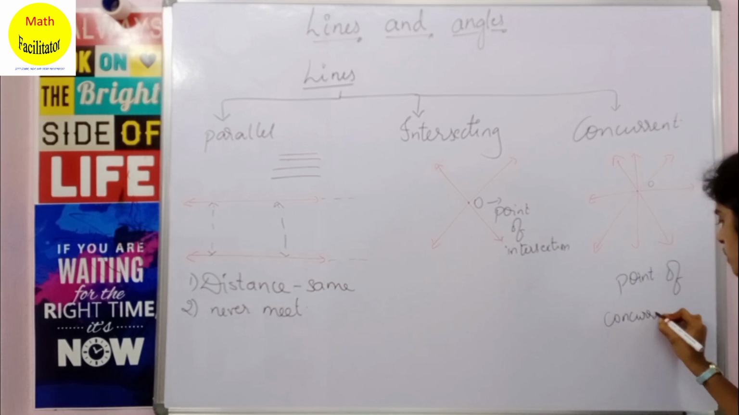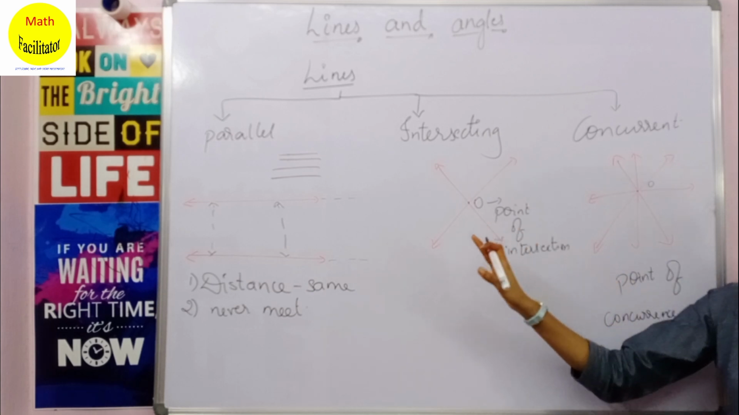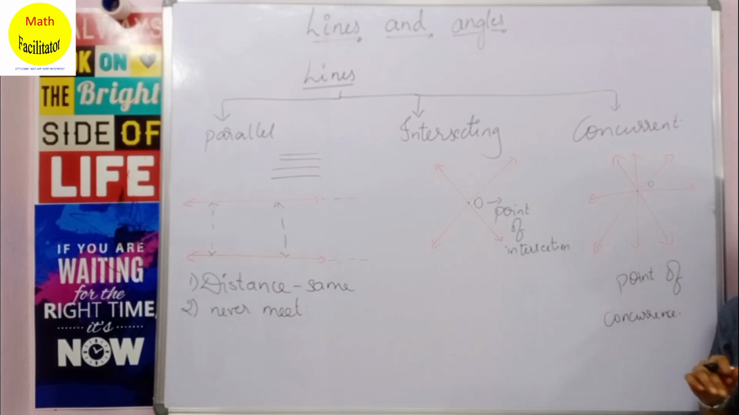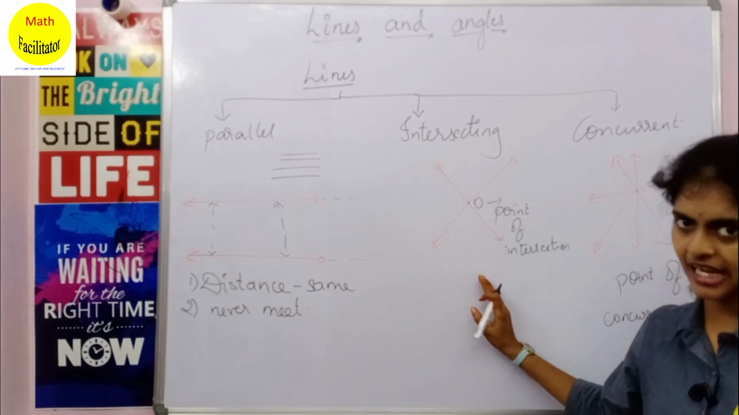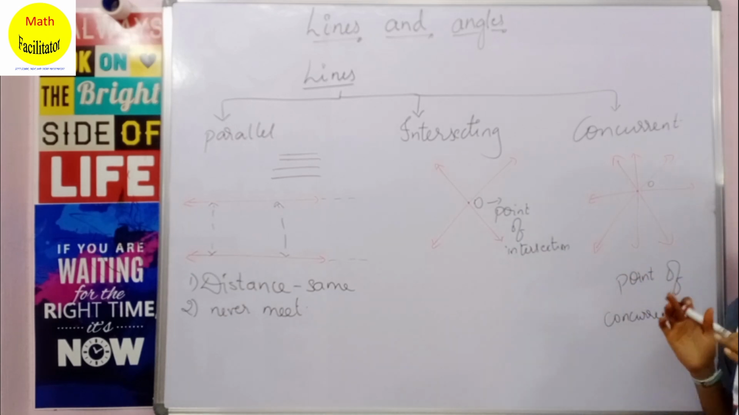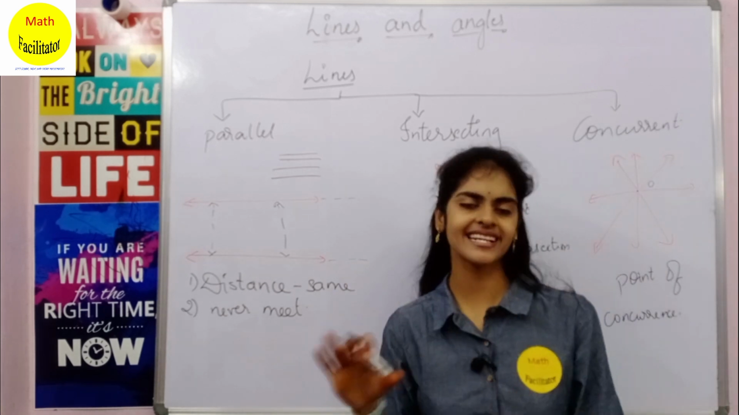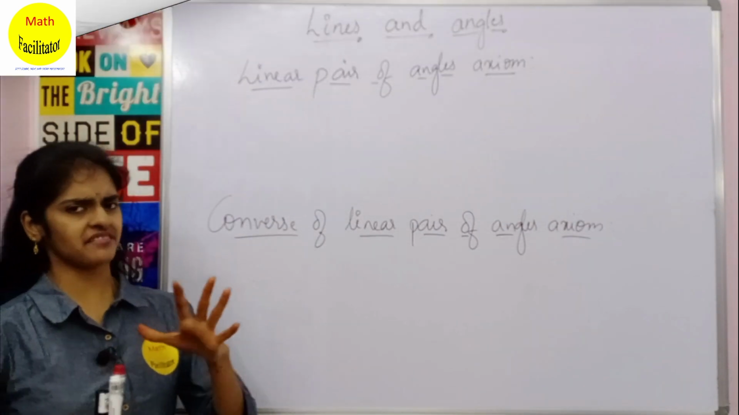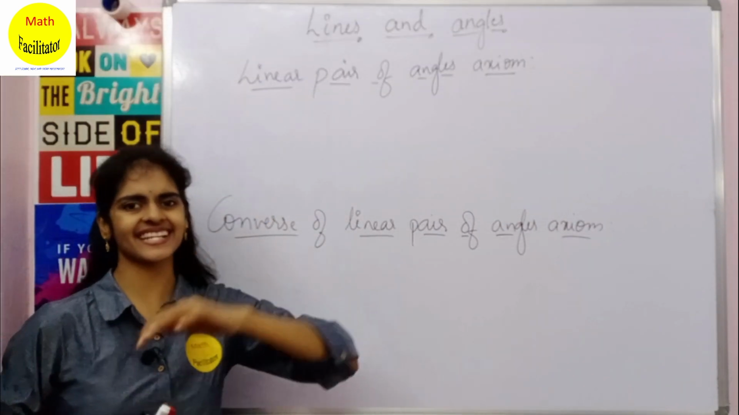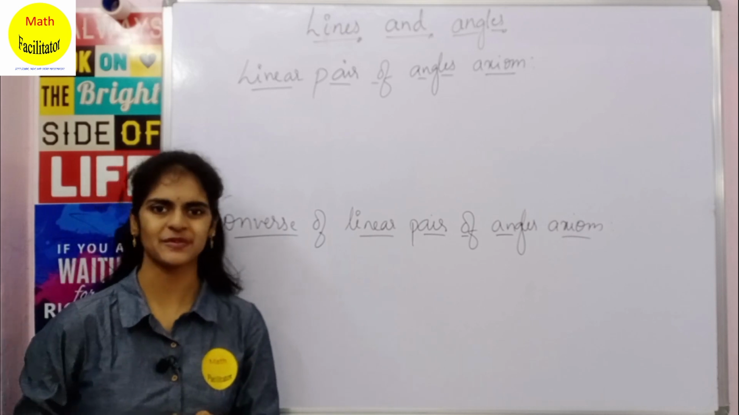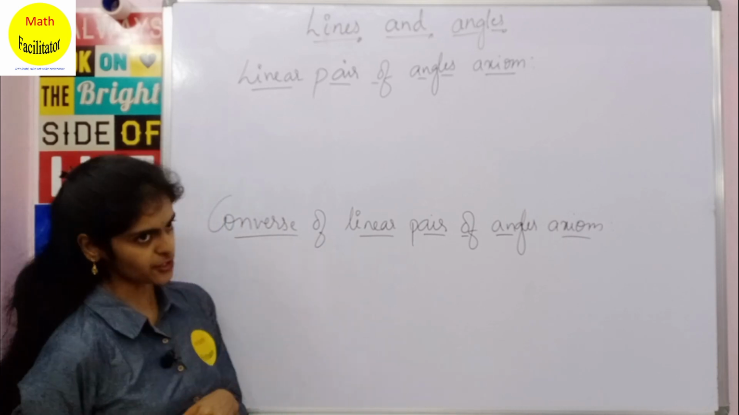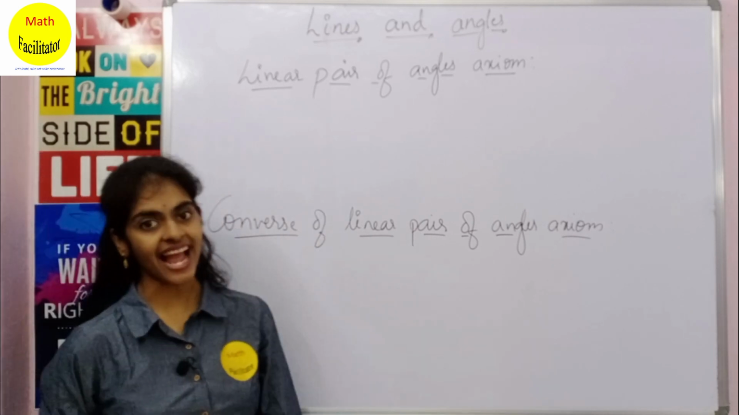Clear? So this is the difference between intersecting and concurrent lines. In intersecting you have only two lines. In concurrent lines you have two or more lines intersecting at a single point. And parallel lines never meet, they never intersect. Now that we have revised all the basics, let us move on to the new concept of class 9. Let us talk about the linear pair of angles axiom.